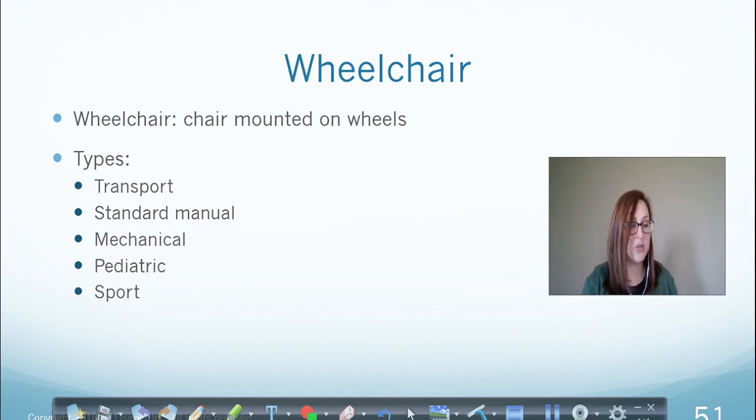Mechanical wheelchairs are ones that are motor operated. Some patients aren't strong enough to propel their own wheelchair and they don't have any assistance, so they might need some type of power chair or power scooter. A pediatric wheelchair usually has a smaller frame and a shallow seat. And then a sport wheelchair, you might see those a lot with basketball players who play the wheelchair events.